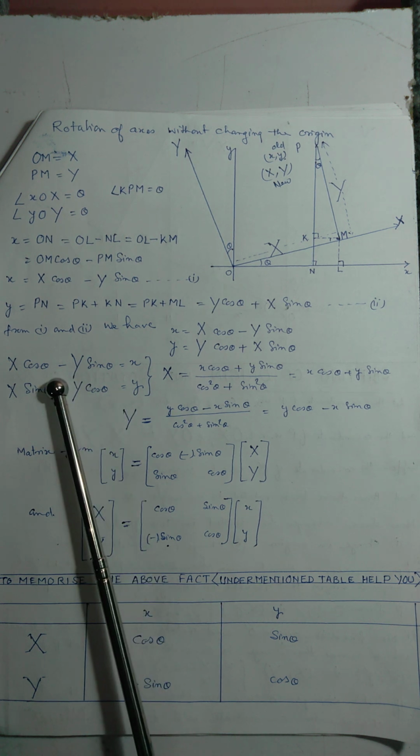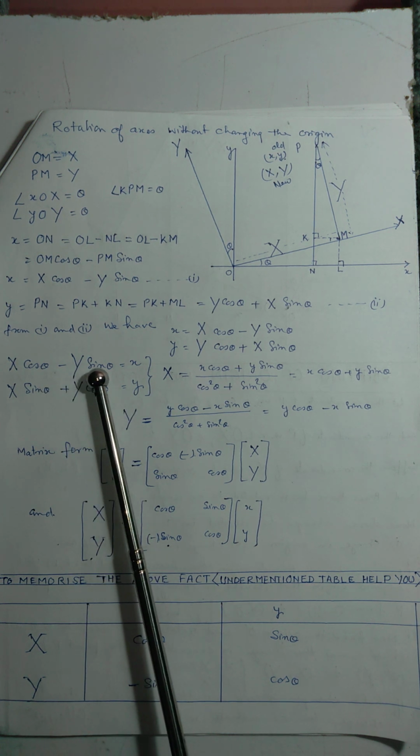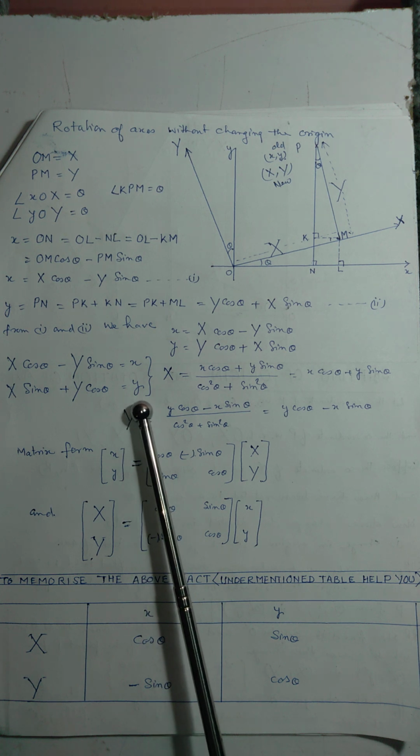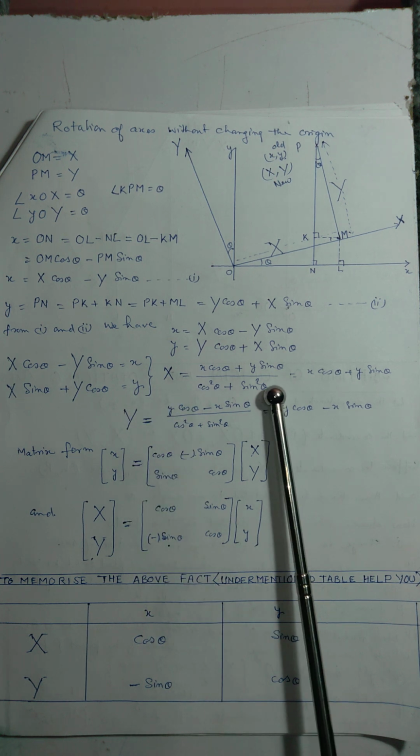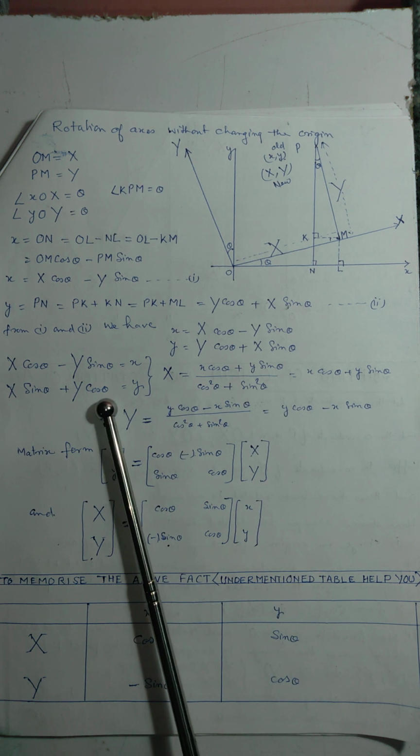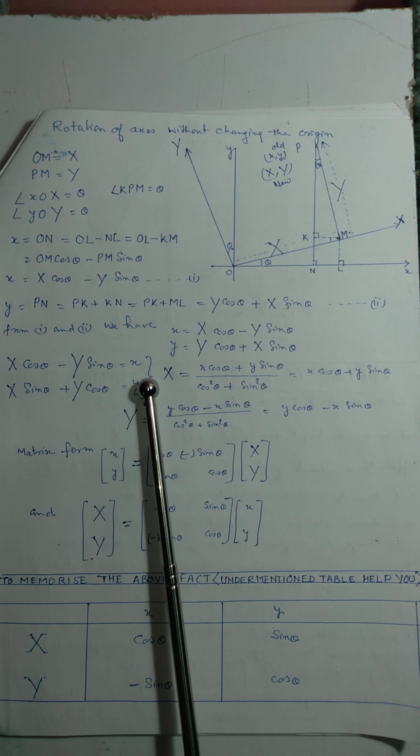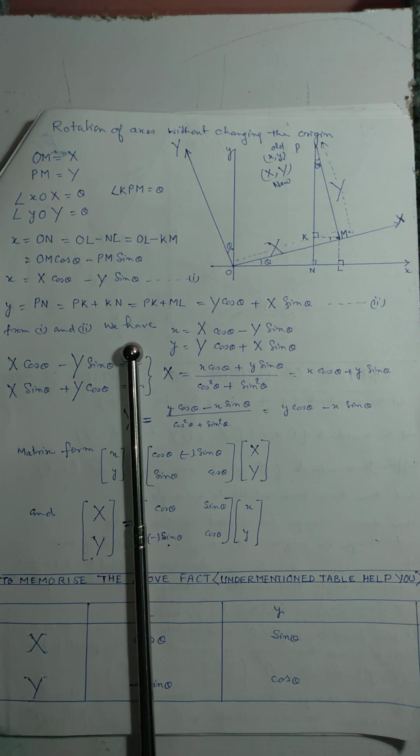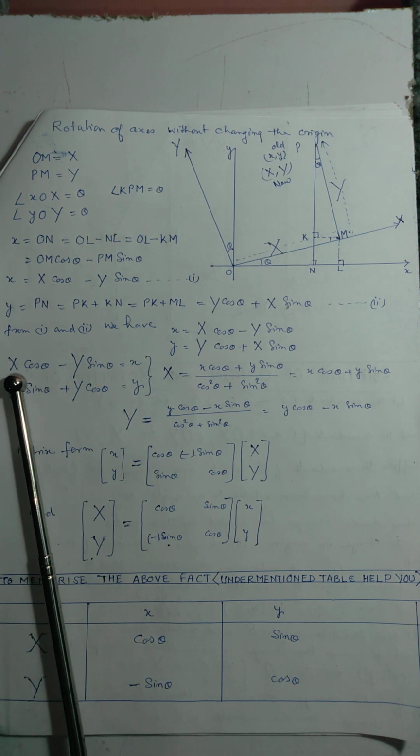Minus LD means a minus is already there. So minus sin theta into minus will become plus, and y. So I have written here y sin theta. In order to find the denominator part, we have to cover the constant and cross multiply.